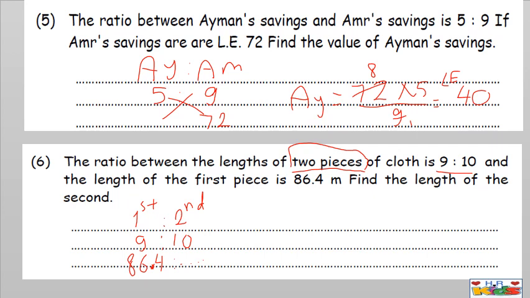How do we get the second? By making cross multiplication. So the second equals 86.4 multiplied by 10 divided by 9. Divided by what? 9. So we do 86.4 by 10 divided by 9, and the answer will be 96 meters.